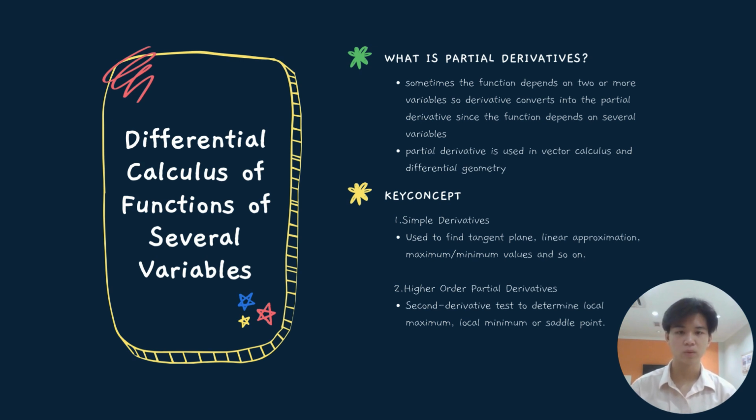There are two key concepts of partial derivative. The first is simple derivatives. They are used to find tangent plane, linear approximation, maximum or minimum values, and so on. Second is higher order partial derivatives. An example is the second derivative test to determine local maximum, local minimum, or saddle point.